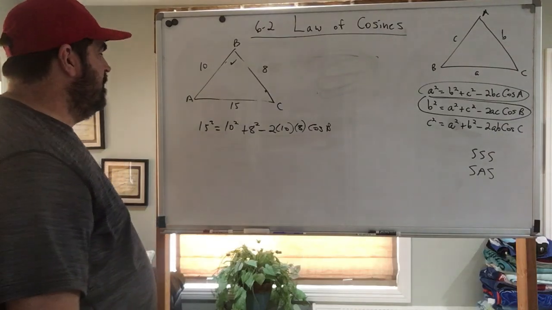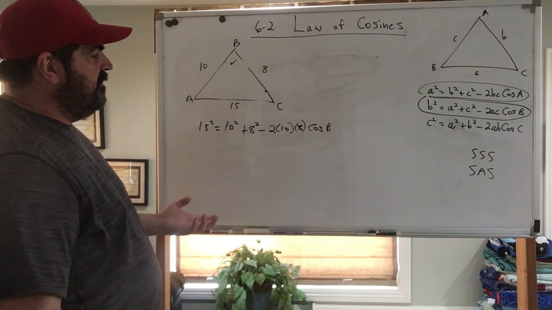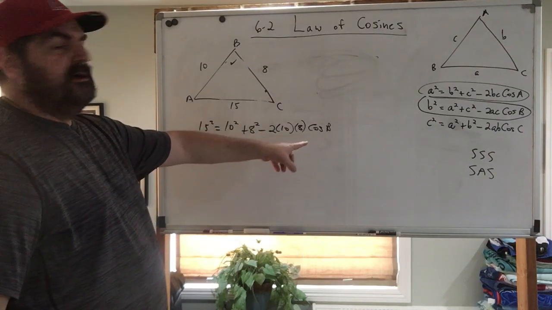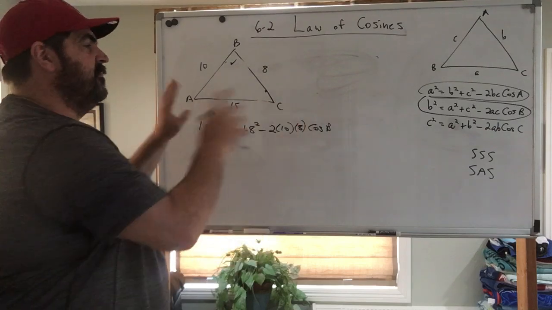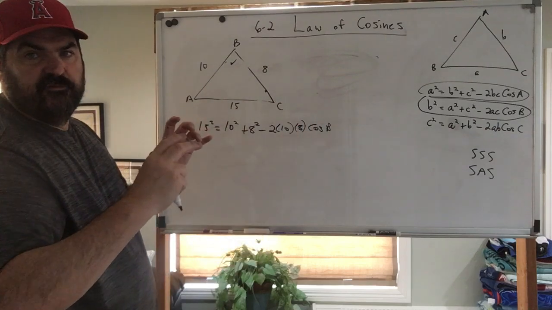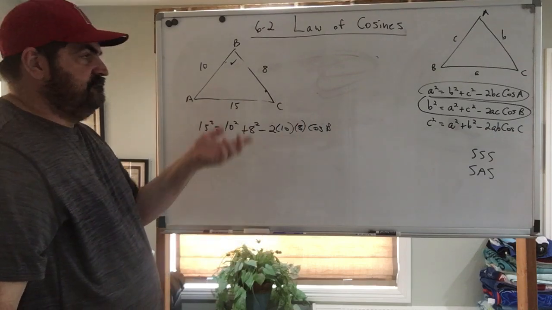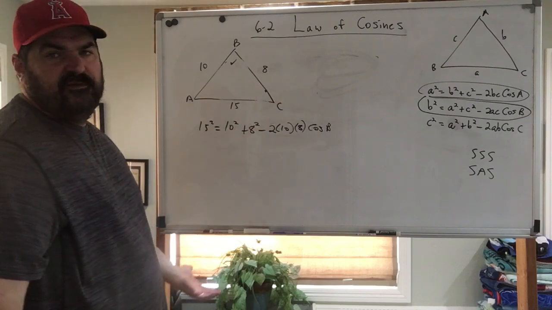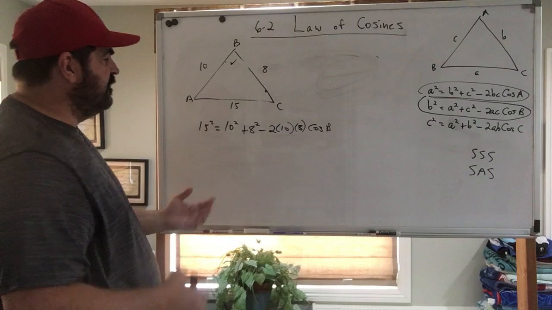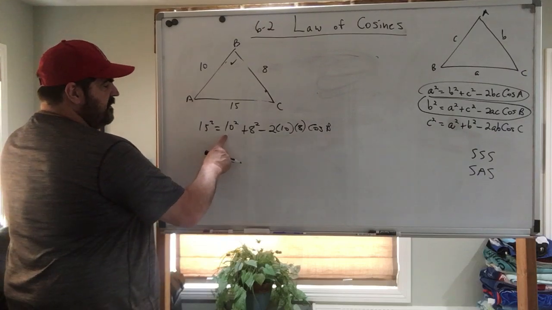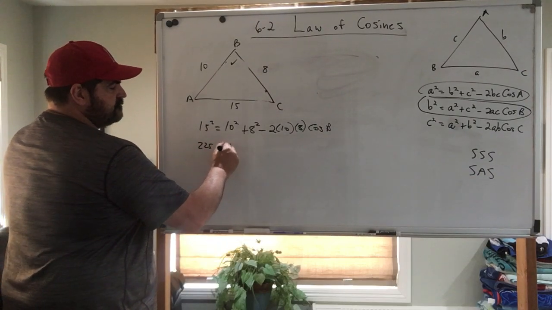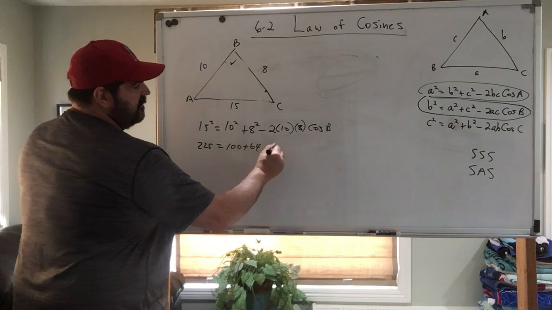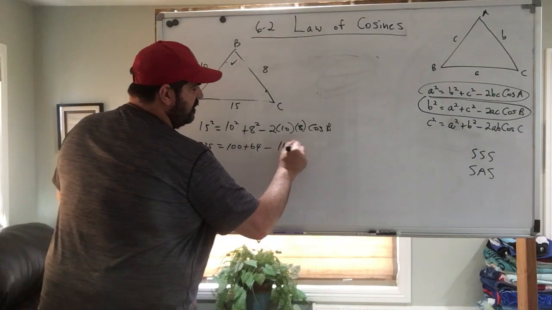All right. So what's got to happen now is I got to find B. Some people will actually take the formula for you and give you the solved version of it. That's up to you if you want to start doing the math and solve that. But then you're just practicing plugging in. I think it's great to learn to solve from here. So this is 225. This is 164 minus, what is that, 160 cosine B.